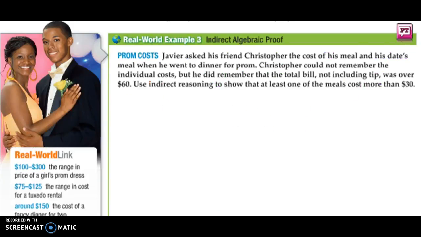Here's an indirect algebraic proof. Javier asked his friend Christopher the cost of his meal and his date's meal when he went to dinner for prom. Christopher could not remember the individual costs, but he did remember that the total bill, not including tip, was over $60. So Christopher, his prom date was over $60.